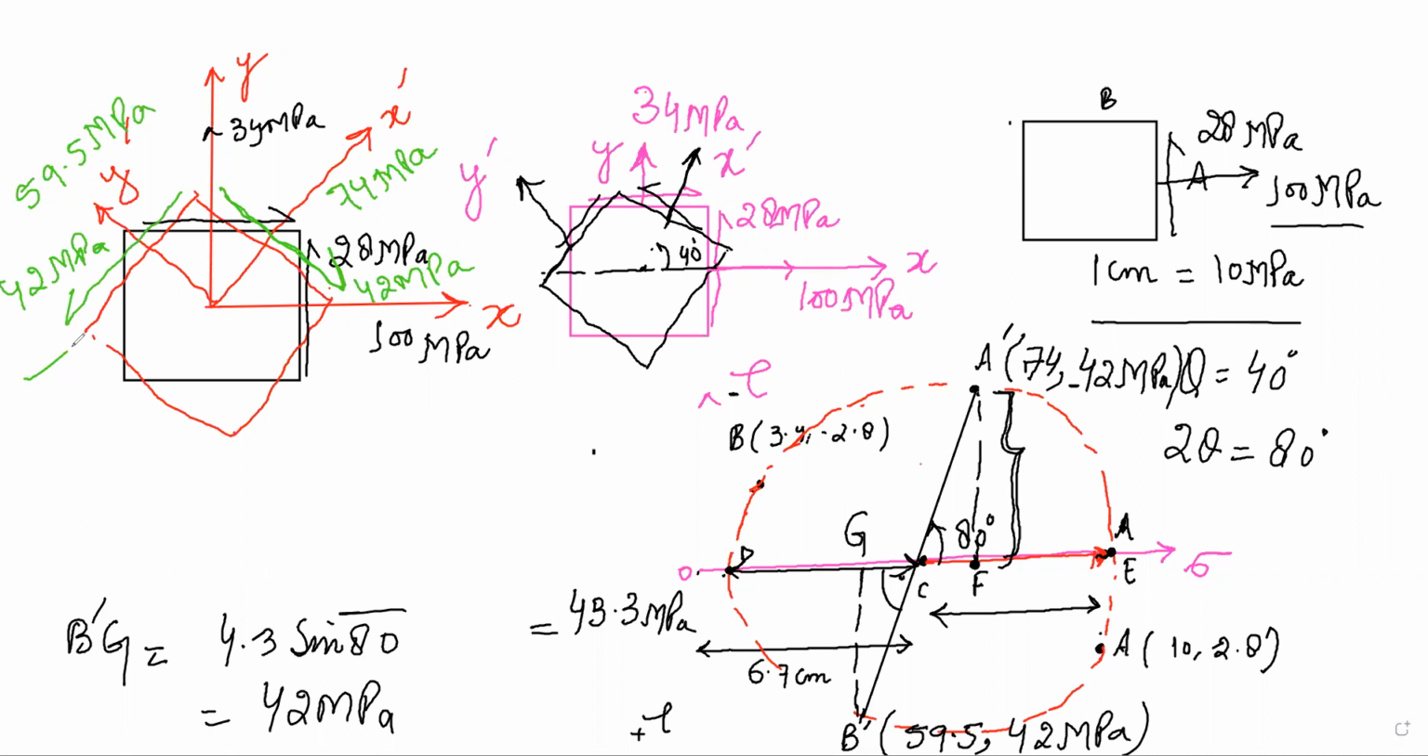Okay, look at this Mohr circle and tell me, in the Mohr circle the maximum shear stress is equal to, in the Mohr circle the maximum shear stress is equal to, 42.